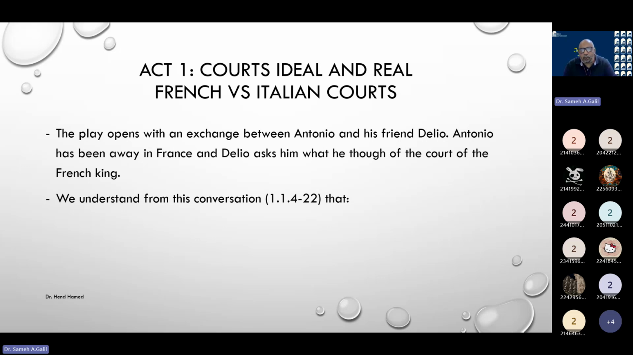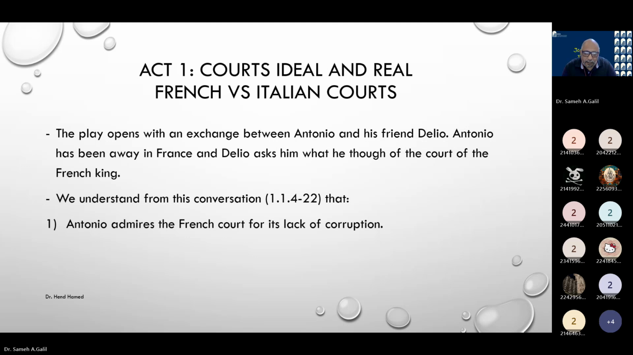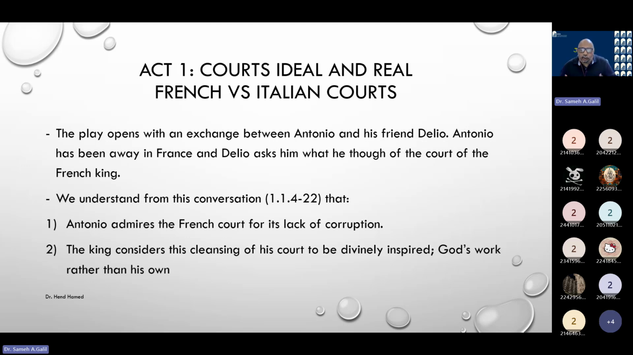So Antonio has been away in France, and Delio asks him what he thought of the court of the French king. And Antonio is going to start to tell us about the French royal court, and whatever he says about the French royal court does not apply to the Malfi court. If he admires the French court, it means that he thinks very little of the Malfi court.